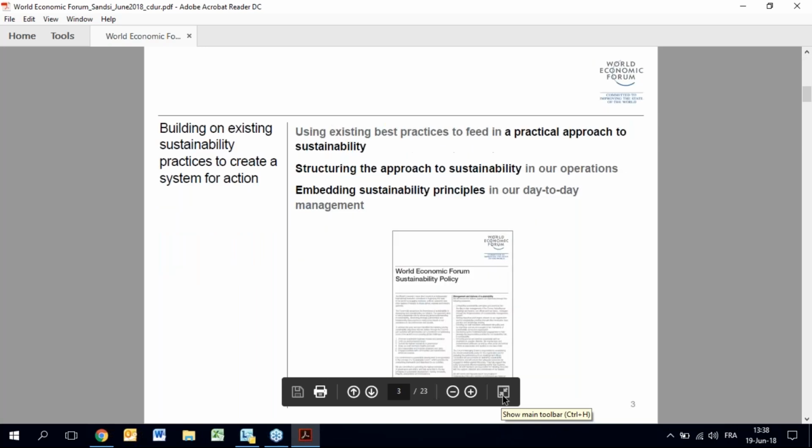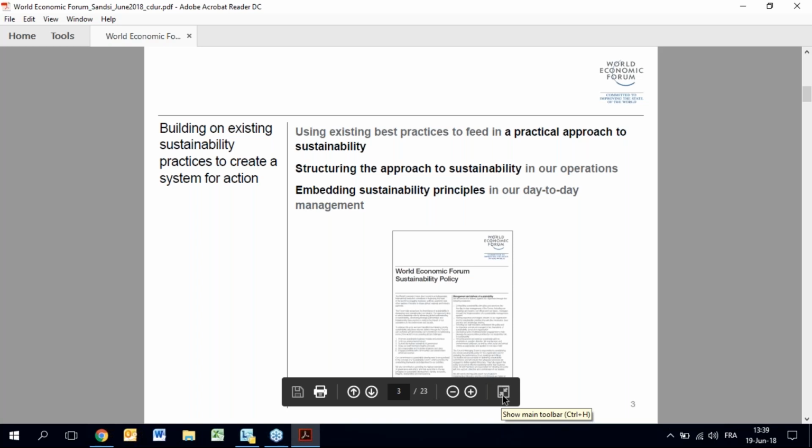So first of all, why was it decided to go for this certification for our organization? Because we wanted to build on existing sustainability practices to create a system for action. We had existing best practices in different fields, in energy management, in decoration, in catering, but the idea was really to structure it. And this is also what I heard from Viviane, and I think it can be useful for a lot of organizations: when you choose to go for the ISO certification, it really helps to structure all the different things that have been done in the past into an integrated approach to sustainability.